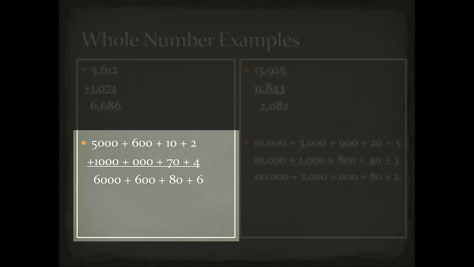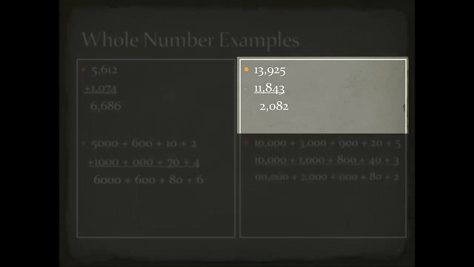So 5,000 plus 1,000 is 6,000. 600 plus 0 is 600. 10 plus 70 is 80, and 2 plus 4 is 6. So again, we end up with the same answer, 6,686. For the second example, we're going to do subtraction.